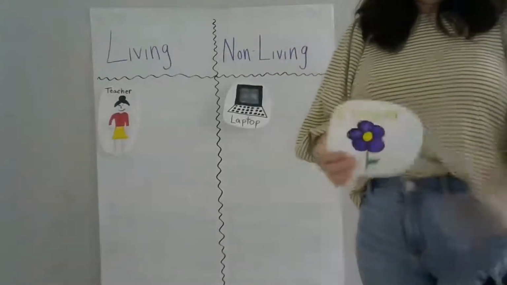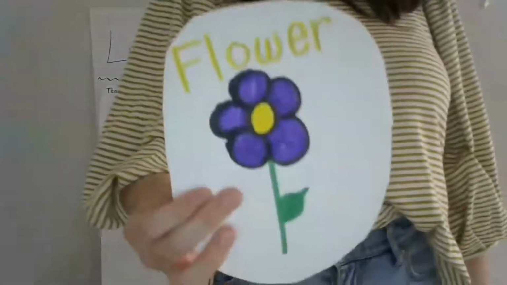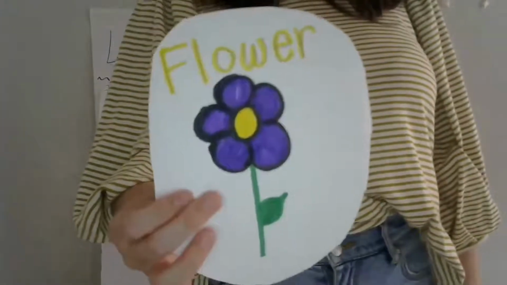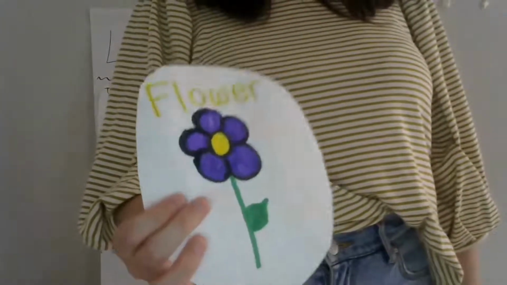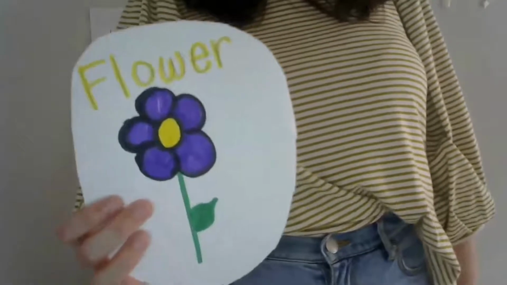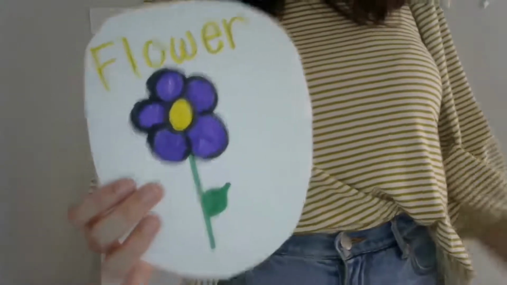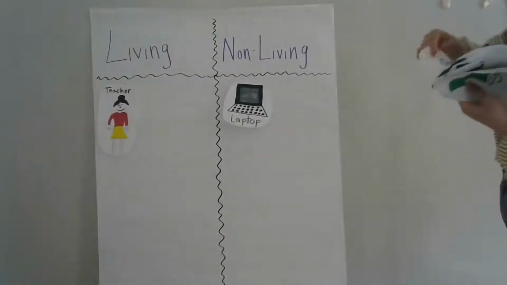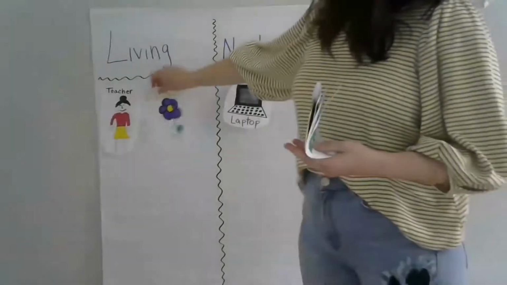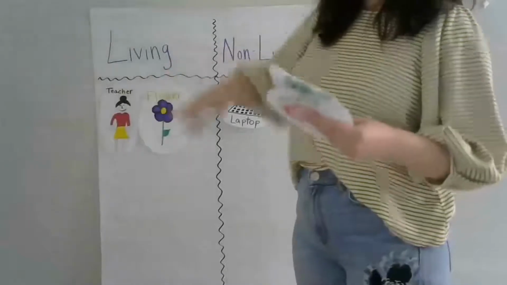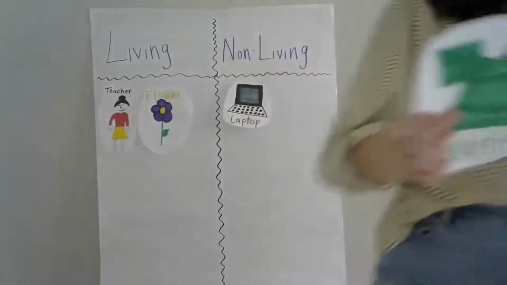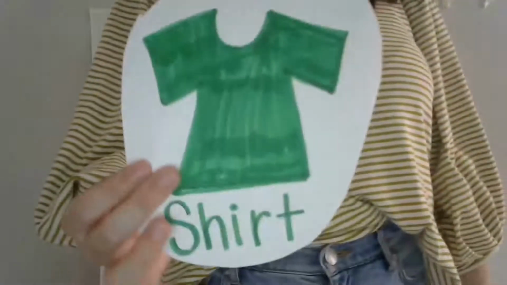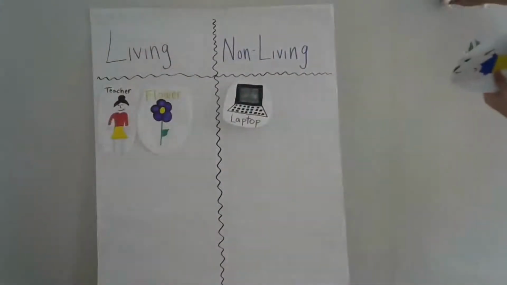Oh, next I have a great one. Flower. Flowers grow. They need air, water, energy, and space. They reproduce when they make seeds. What do you think? That's right. A flower is a living thing. How about a shirt? Non-living. Great job.